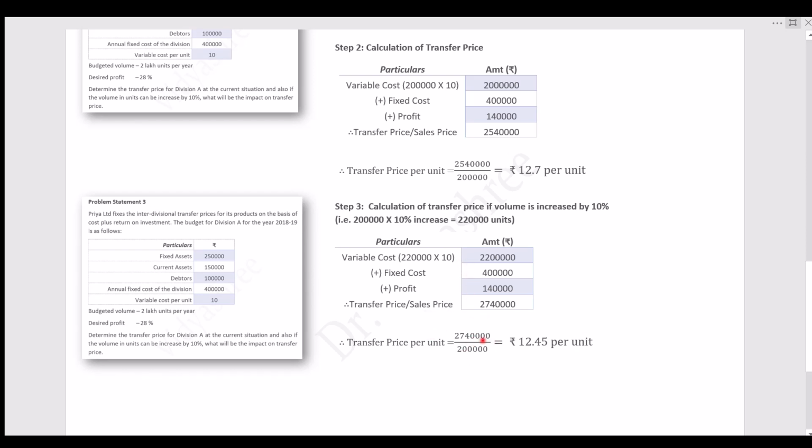Sales price divided by the total number of units. Here you have to take 2,20,000. It's not 2 lakh, it is 2,20,000. Now you'll get rupees 12.45 per unit. So that is what has been asked to calculate. There is no need of giving a comment. If you wish, you can give a comment that in the current situation it costs rupees 12.7, whereas if the volume is increased by 10%, then the price would decrease by a few points, that is to rupees 12.45 per unit.